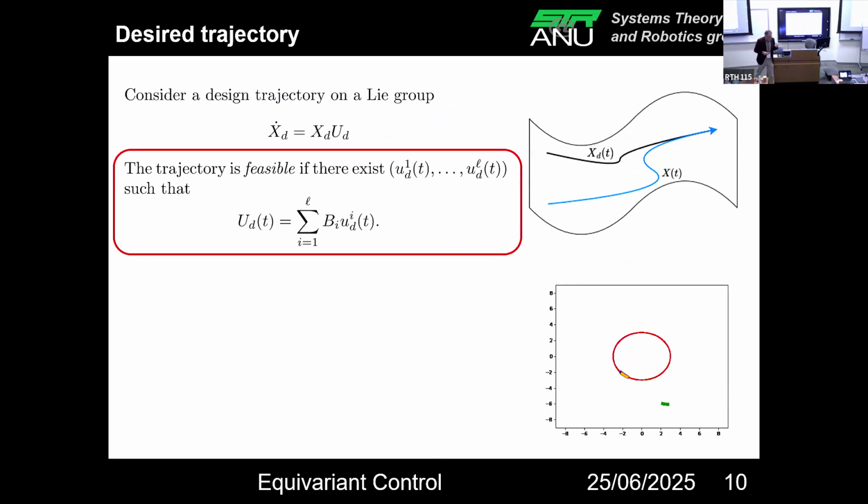So I'm going to choose a desired trajectory that I want to stabilize, and I'm going to require that it's a feasible trajectory, which means that there exists a set of u_i and dt that actually create the trajectory I want.